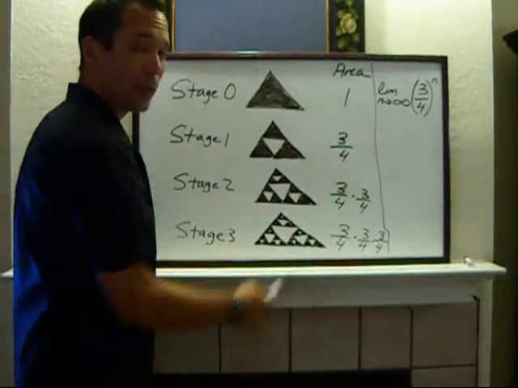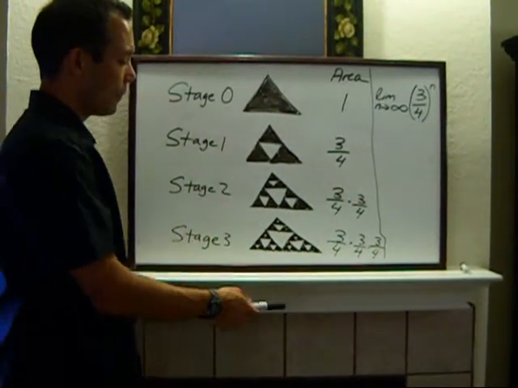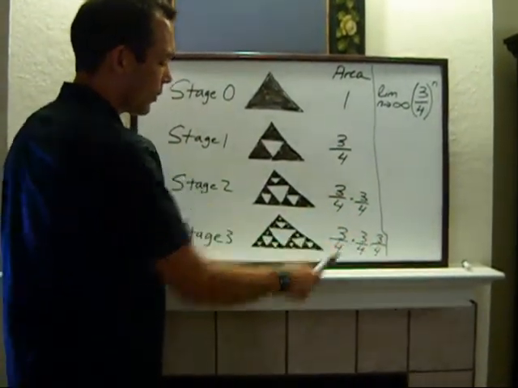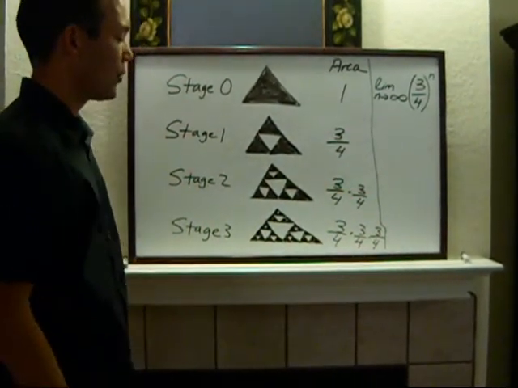Stage 2, you're going to take out 1/4 of what we had before, so it's going to be 3/4 times 3/4. And finally, stage 3, it's going to be 3/4 times 3/4 times 3/4. So you're continuing to take out more of the area of each of the triangles.